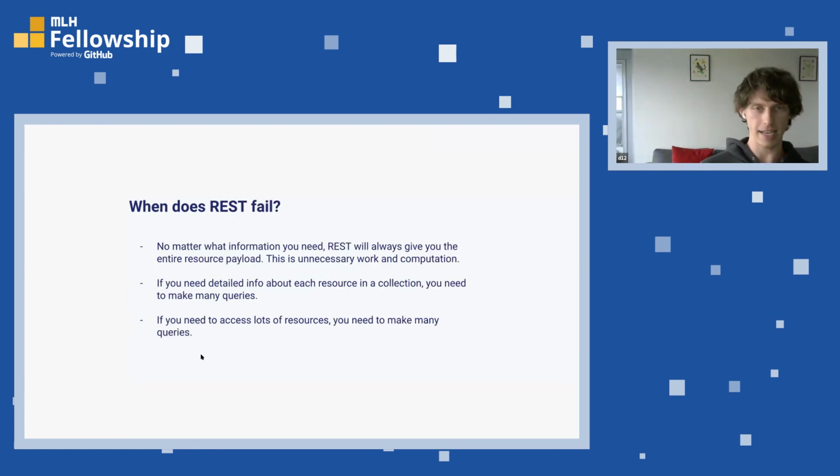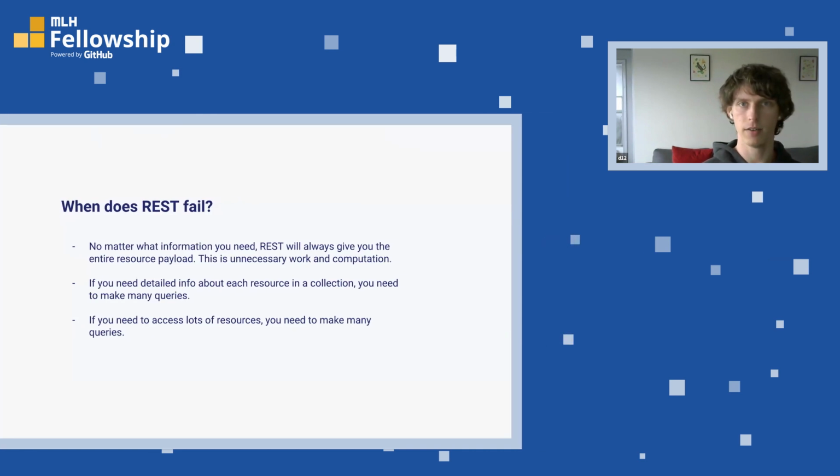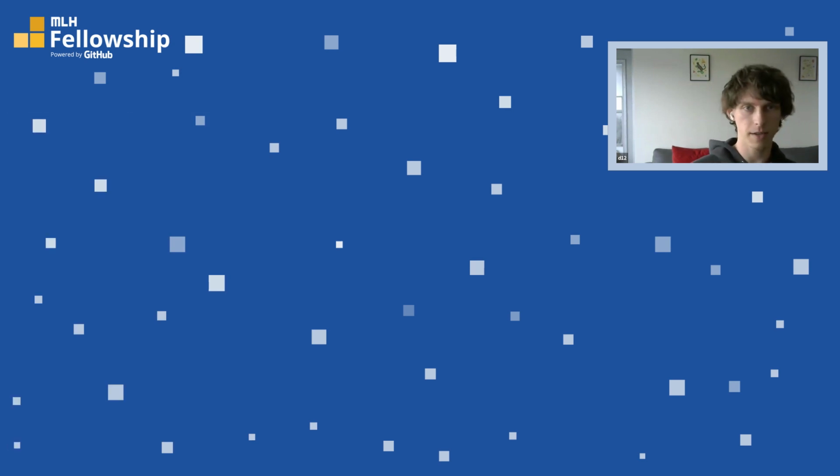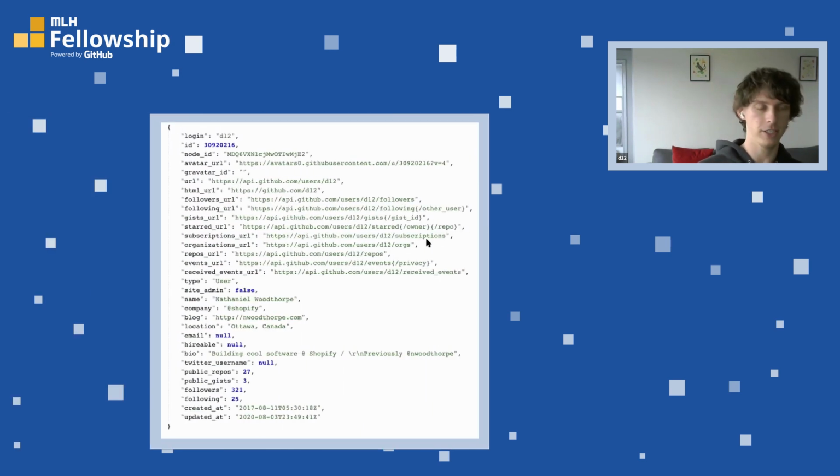Now, where REST fails is the main thing that I want to talk about. No matter what information you need from a REST payload, REST will always give you the entire resource payload. This is unnecessary work and computation. I can show you that if I can move this zoom doohickey over here. I'm just going to go to the GitHub API, and here I've fetched information about my user. If I was just looking for my email, there's no option to just fetch my email. I have to fetch an entire resource, and that's the only thing I can do.